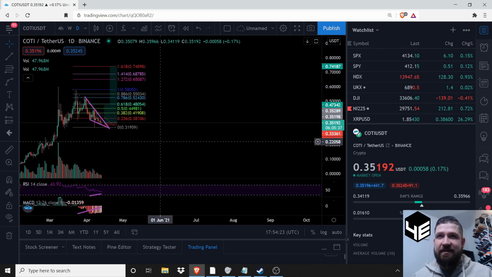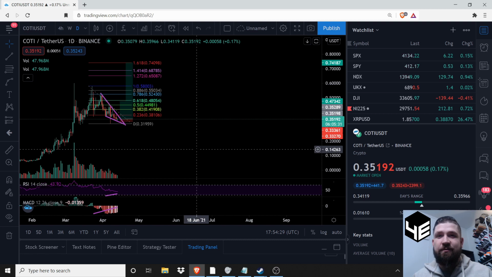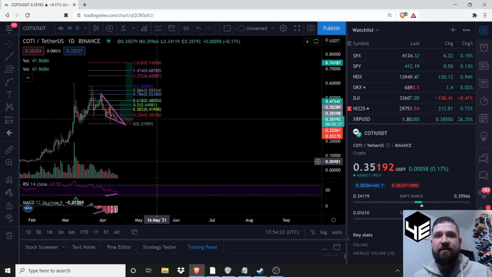The daily looks amazing too. Look at this. Double bottom. Amazing looking chart. Anyways, I just wanted to showcase some of these charts to you, give you an update on Bitcoin to show you where we're at in the markets.